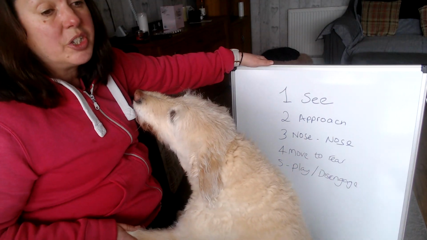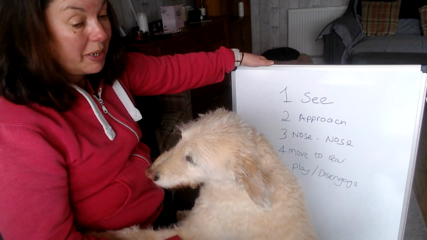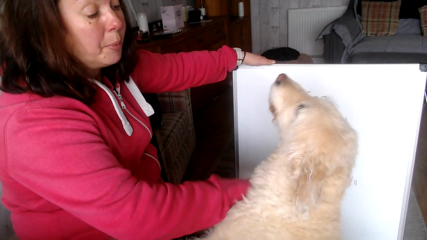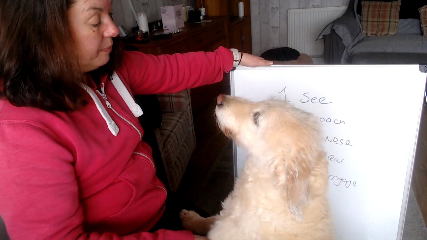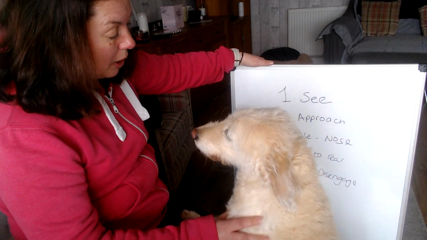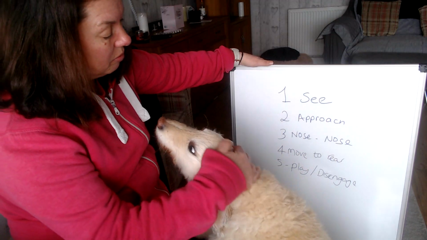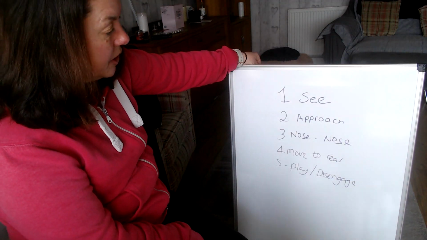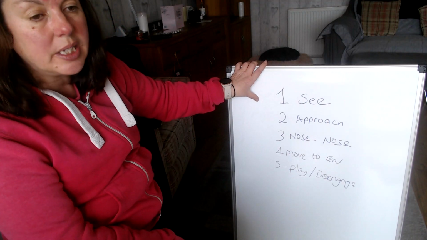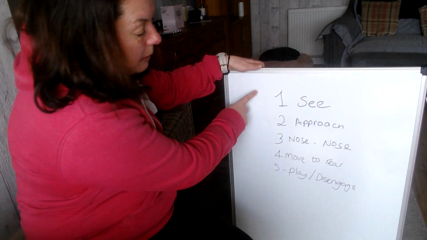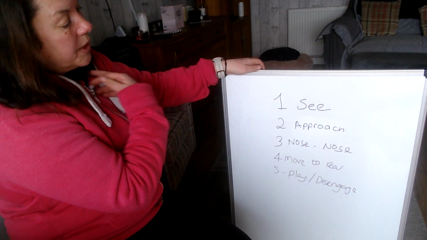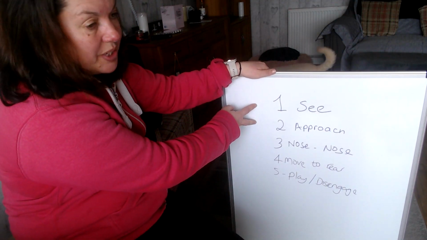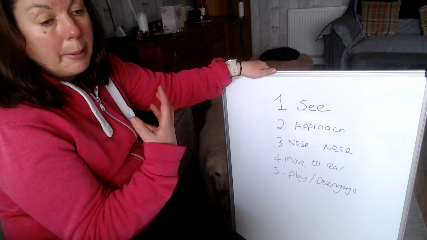Or they'll disengage and move on, depending on the dog, depending on the greeting, depending on whether they know each other, depending on whether they're bothered by each other, will determine what happens then. So quite often you want the disengagement, sometimes you want the play, it depends on the situation. Now reactivity occurs when there's a break in any part of this chain. As I say, the sight and approach are quite often the ones where you'll see that behaviour happening.